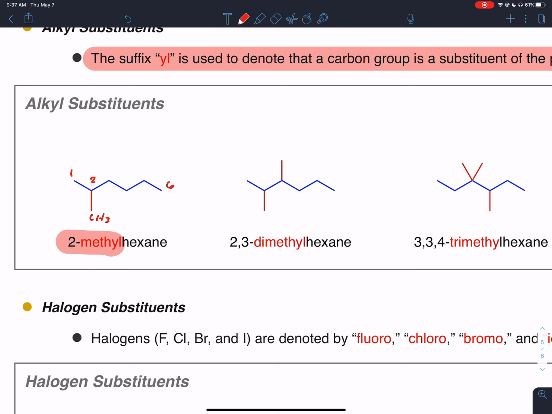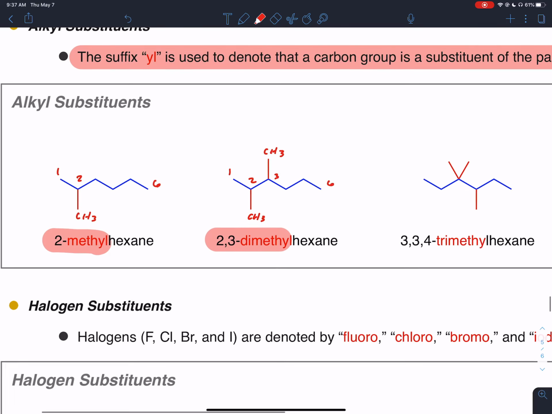In our next example, we have, again, a 6-carbon chain, but it's now at the 2 and the 3 position that we have these methyl groups. Therefore, we will use the prefix di to denote that there are 2 methyls, and we will number and list those locants of the locations of the methyl groups prior to saying dimethyl. So we say 2,3-dimethylhexane to denote those substituents. We have multiple of the same type.